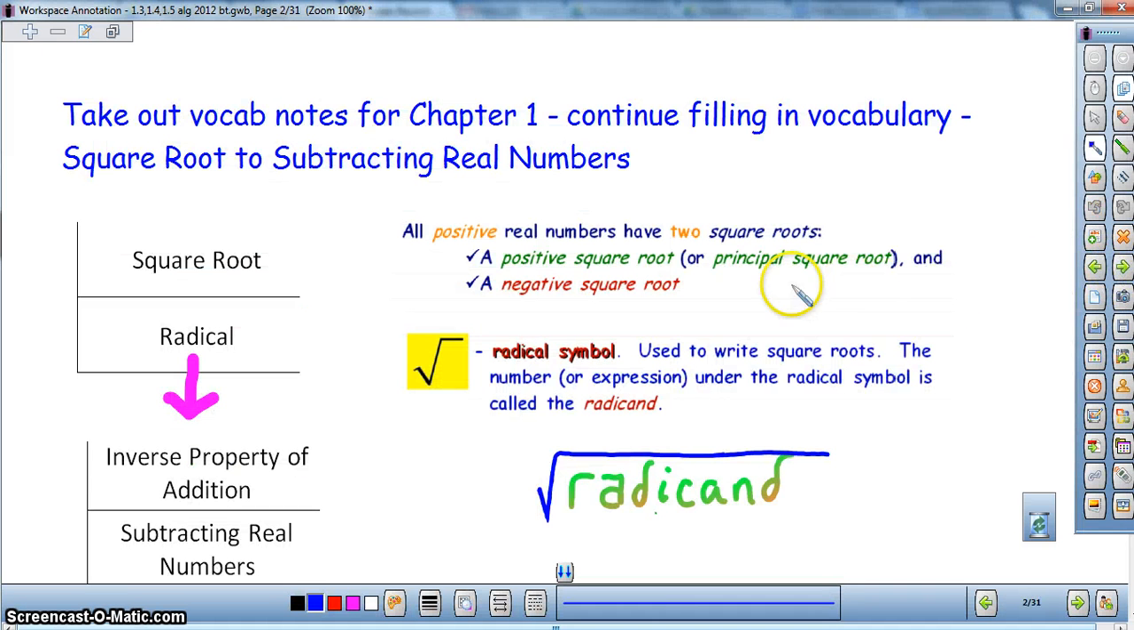In class the other day, we talked about our different roots. We talked about the notes that you're going to be filling in: the radicand, or radical symbol, and that the radicand is the number that's underneath your symbol.